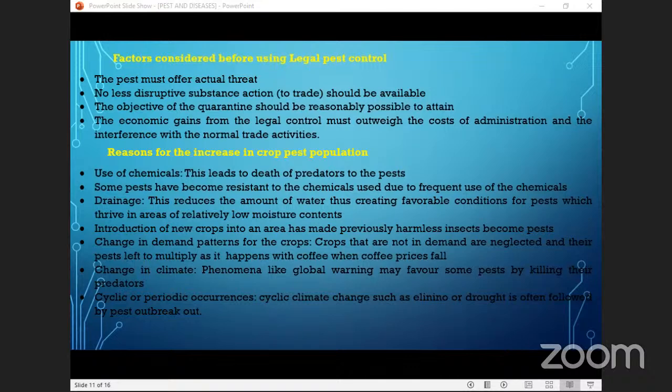The economic gains from the legal control must outweigh the cost of administration. You cannot end up spending too much in controlling a certain pest, and at the end of the day, you earn less. The expenditure of controlling a pest is more than the outcome from selling the produce.